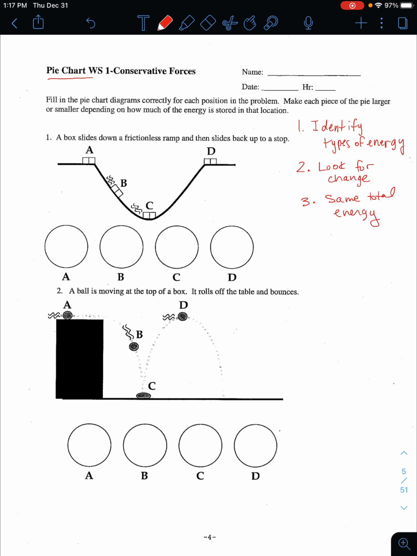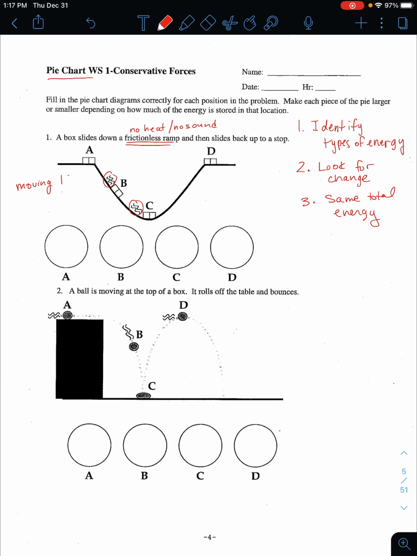So for instance, if we do question number 1 here on page 5, a box slides down a frictionless ramp. That means that there's no heat. That means that there's no sound. And basically, look how it gets right back up to where it started. We're not dealing with any dissipated energy. These little squiggle lines mean that it's moving, and that means that there's going to be some form of kinetic energy present.